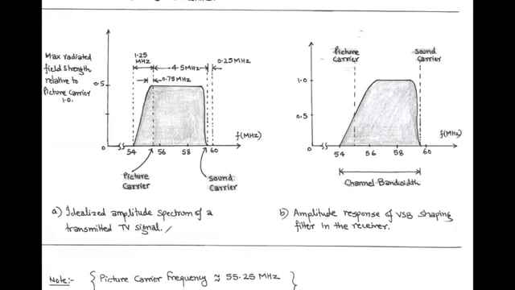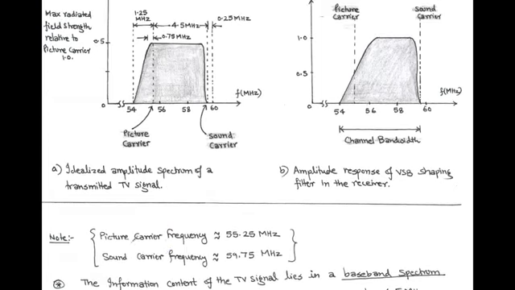Here we note a point. Ideally, we use 55.25 MHz as the picture carrier frequency and 59.75 MHz as the sound carrier frequency. That is used ideally in TV signals and shown in figure A. And the information content of TV signals lies in a baseband spectrum that extends from 1.25 MHz below the picture carrier to 4.5 MHz above the picture carrier.